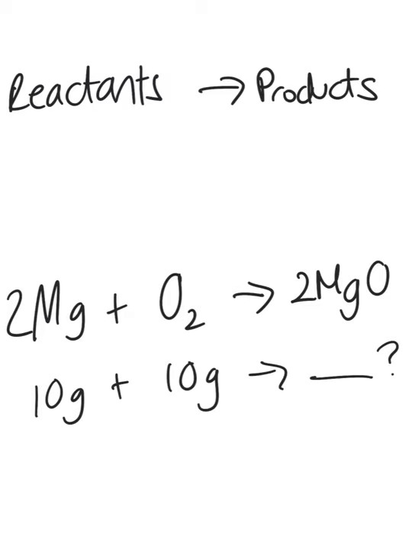So all chemical reactions have reactants and they have products. Reactants are your chemicals that you are reacting together. Your products are the chemicals or substances that are produced.